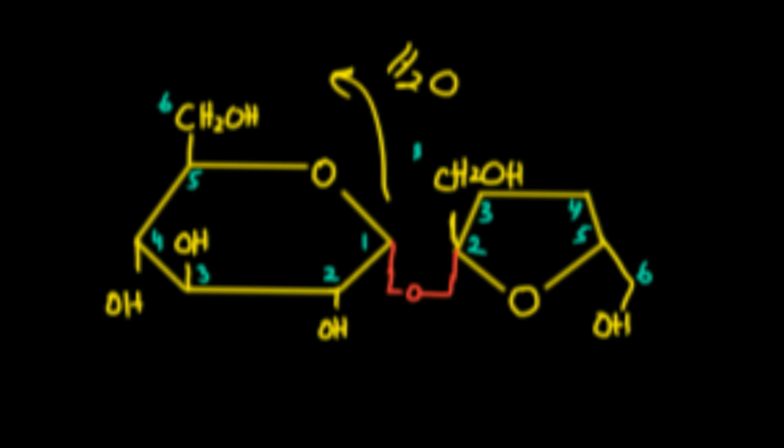Now in maltose, we had two alpha glucose units joined together. They were joined at carbon 1 and carbon 4. Carbon 1 was the functional group carbon for alpha glucose, but carbon 4 is not the functional group carbon. That means we still have a functional group carbon in maltose that's not involved in bonding.